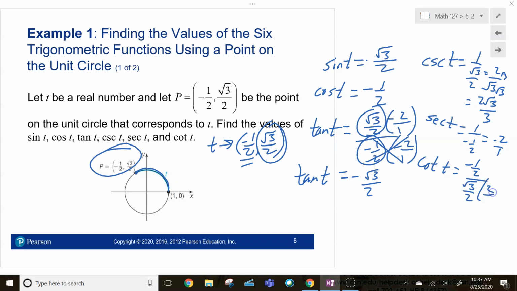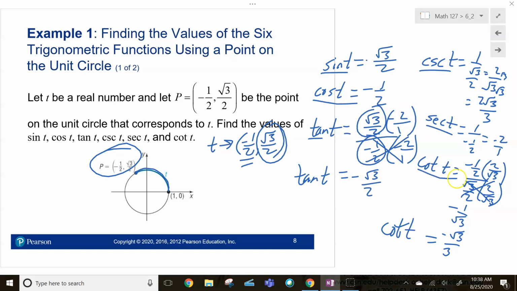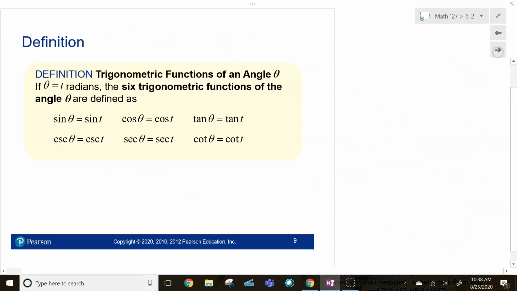And then again, we gotta rationalize this as well after we simplify. So I got negative 1 over root 3, negative root 3 over 3 is our cotangent of t. Okay? So sine is the y, cosine is the x, tangent is y over x, and then these are reciprocals. Cosecant's the reciprocal of the sine, secant's the reciprocal of the cosine, cotangent's the reciprocal of the tangent.